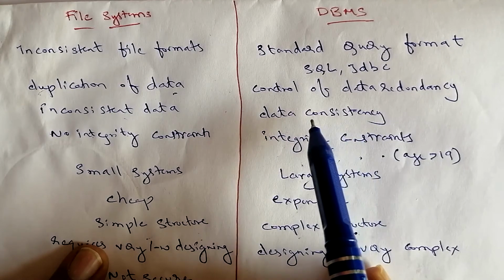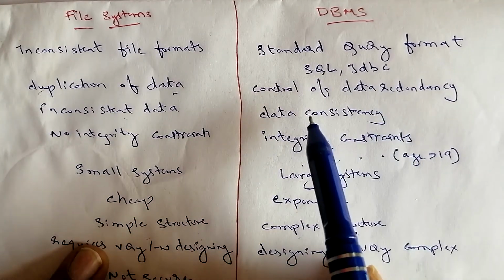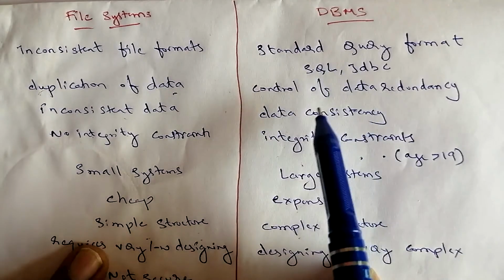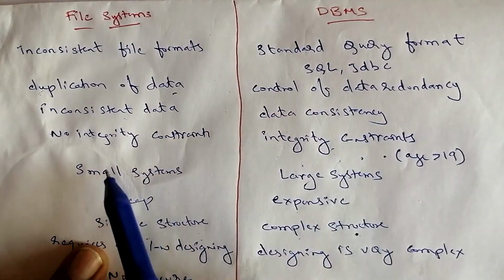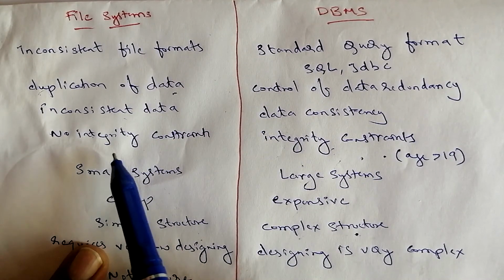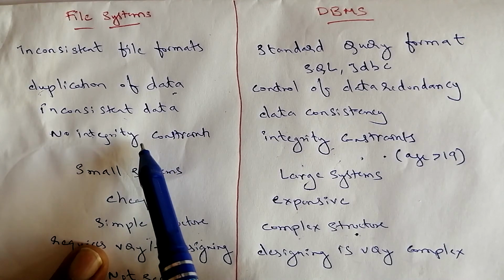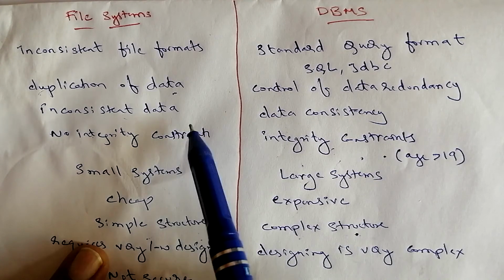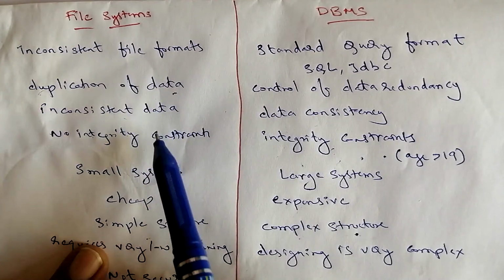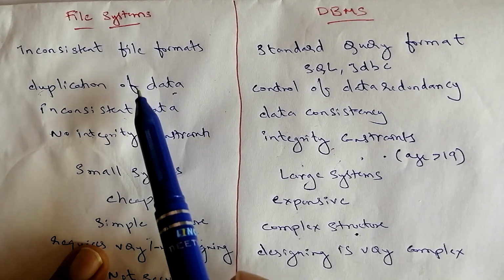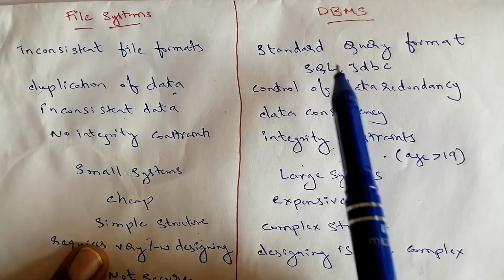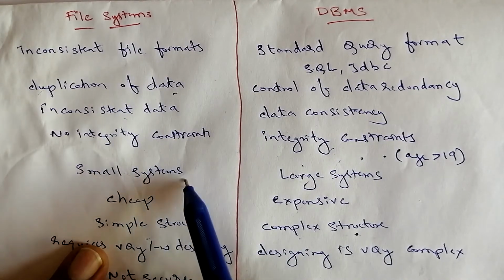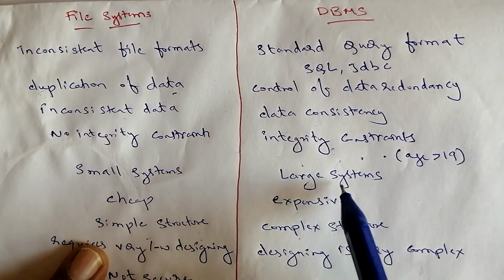We have already discussed in our previous example that when the address is changed in one file but not in the other file, it is a problem of the file system, but not a problem of the DBMS. Also, in the file system we cannot have integrity constraints. Suppose for an employee the age should be greater than 19. It is an integrity constraint we can keep for our company, but it cannot be represented in the file system. Such integrity constraints can be easily represented in the DBMS. File systems are suitable for small systems, whereas the DBMS is suitable for large systems.